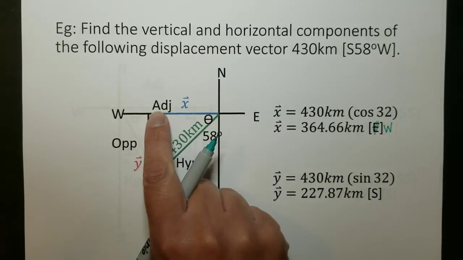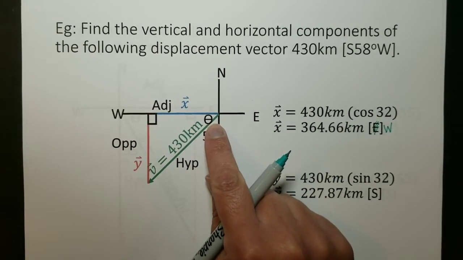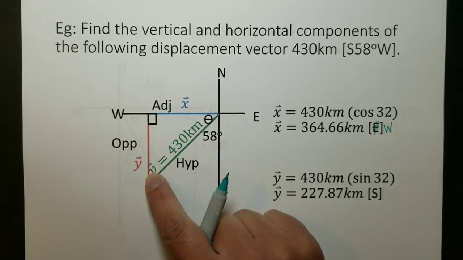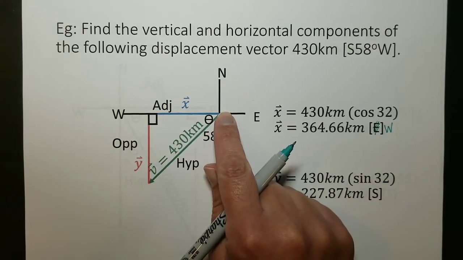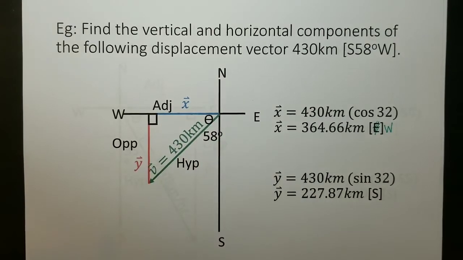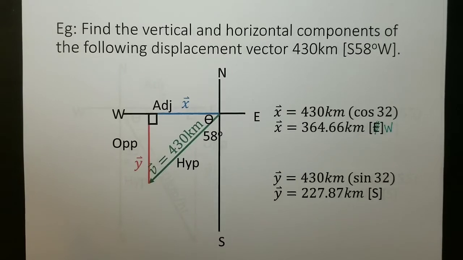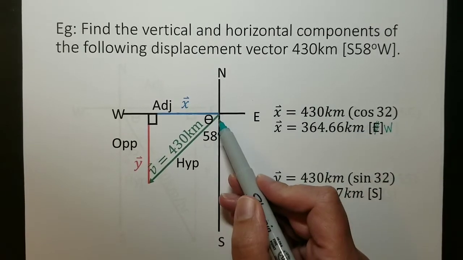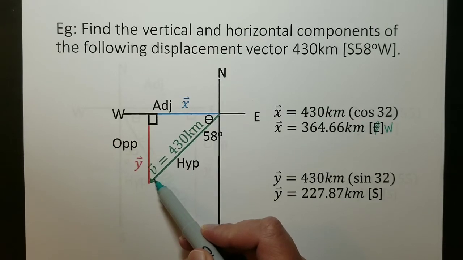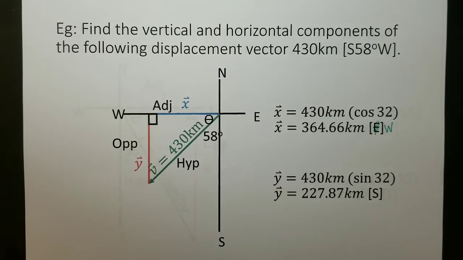So we want to figure out the x component. Finding this angle inside would be 32 degrees, and then just using SOHCAHTOA, this would be cos 32 times the hypotenuse there of 430. So we get that we've got 364 kilometers in the west direction, and then using sine, of course, for that opposite side, we get 430 times sine 32, which is 227 kilometers south. So we know the total distance that they've gone and the direction. We can summarize that as some distance west and some distance south.